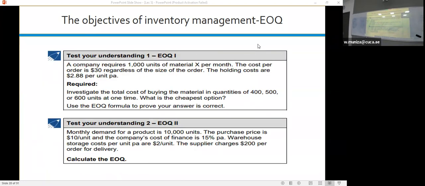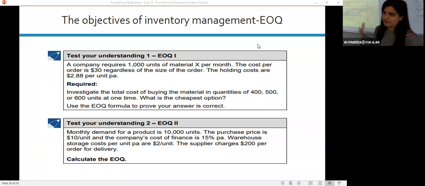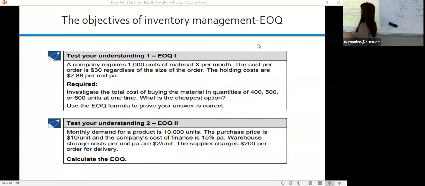Okay, now understanding number one. In the first understanding, we are going to make sure that we are clear about the idea of EOQ. Requirement, as you can see: investigate the total cost of buying the material in quantities of 400, 500, or 600 units at one time. What is the cheapest option? So, first, you are going to calculate individually for 400, 500, and 600 units, and then use the EOQ formula to prove your answer is correct.